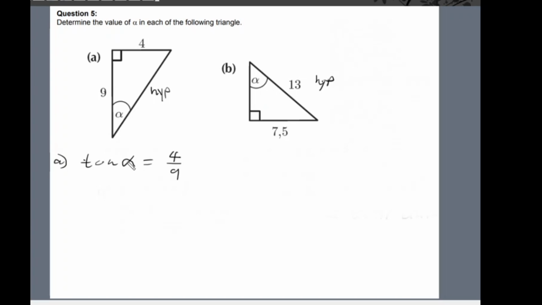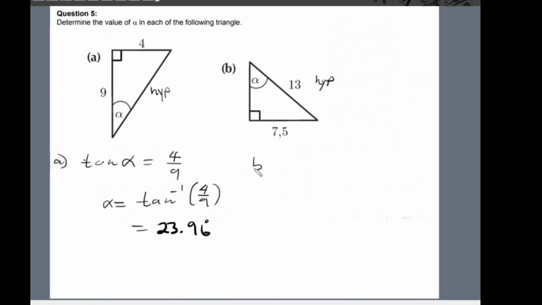But we want alpha, so we will take our calculator and type shift, then press tan, you will find tan inverse, and then 4 over 9 will give you that angle alpha is equals to 23.96 degrees.